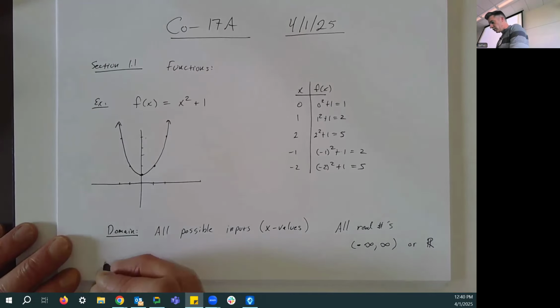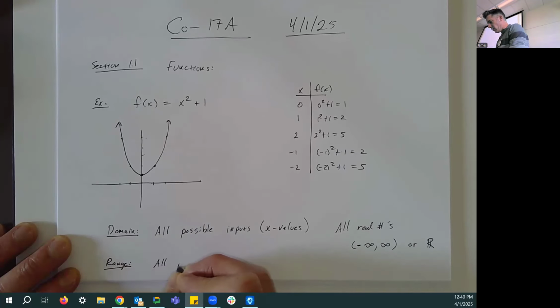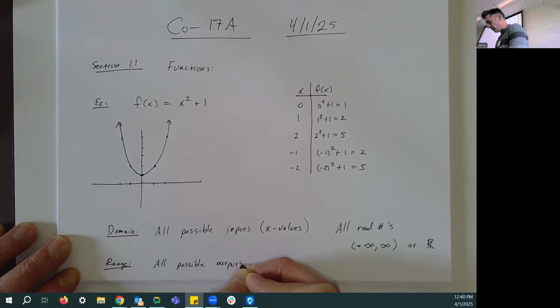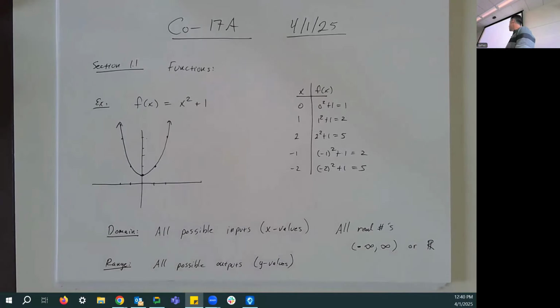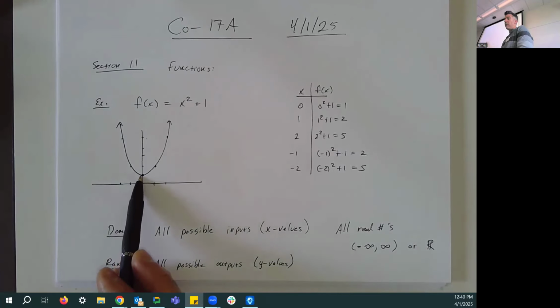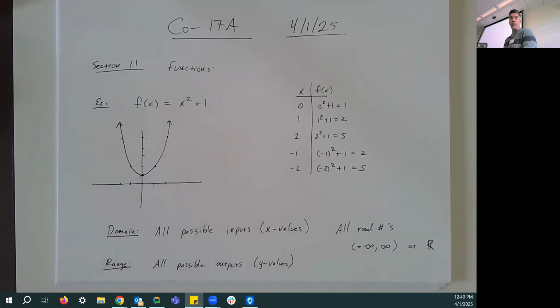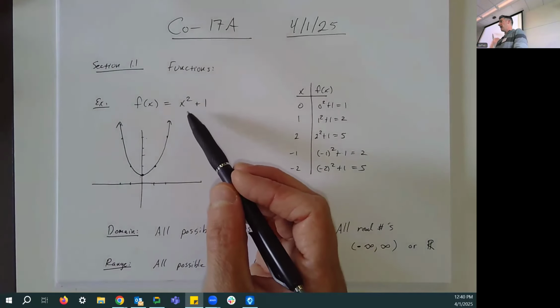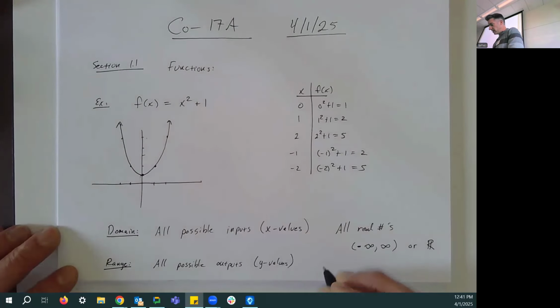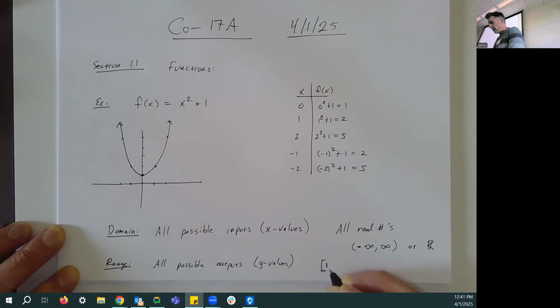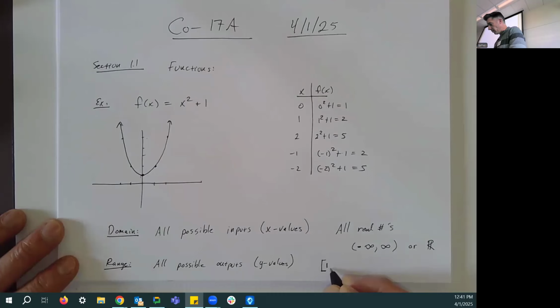On the other hand, the range is all possible outputs, which we usually think of as y values or function values. If I look at my graph, I can see that the smallest y value is 1. It never gets lower than that, right? X squared plus 1, the smallest it can ever be is when x is equal to 0, because x squared will always be non-negative. So 0 squared plus 1 is 1. That's our smallest y value. And then they just get larger and larger and larger. We go up and up and up.